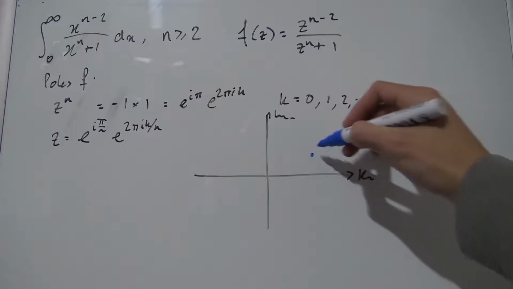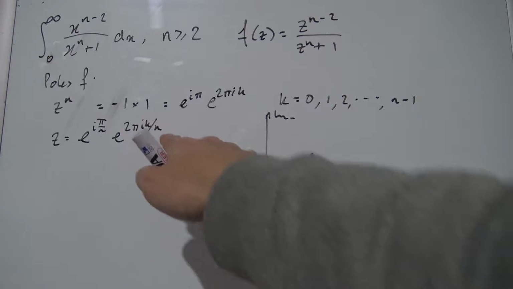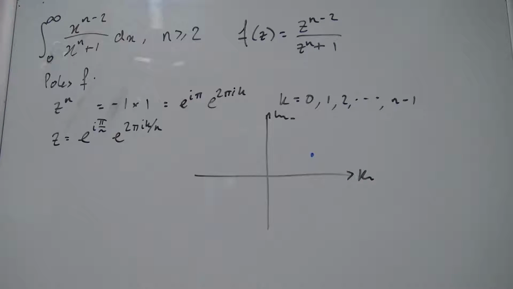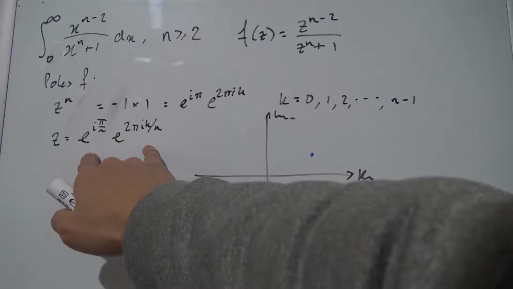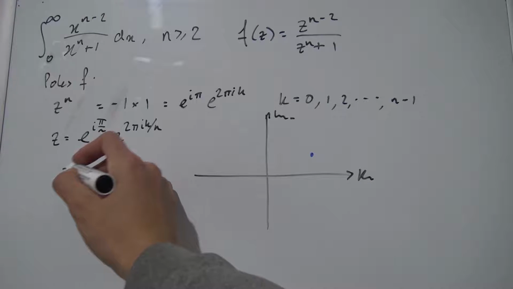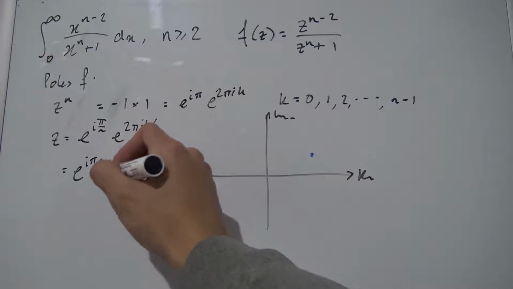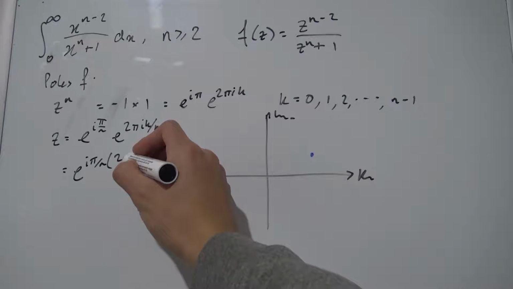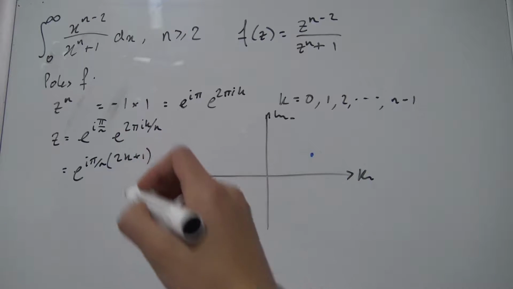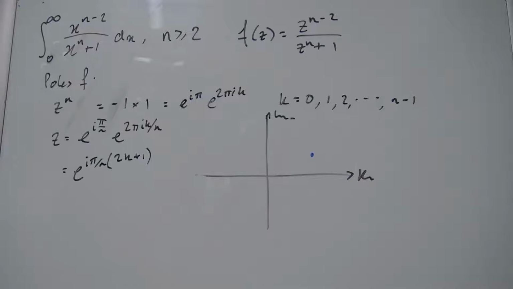We can say that lies maybe somewhere over here. It really doesn't matter what n is in this case. And actually, just to make things simpler for later, I want to combine these two exponents together. So we can factor out an i pi over n, and then we're going to have 2k plus 1 on the inside like so. It just makes it a little bit simpler for us.